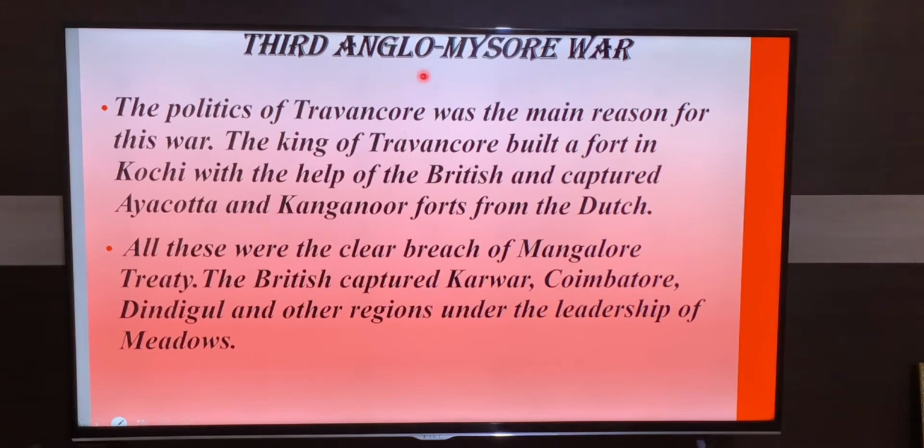The Third Anglo-Mysore War. The politics of Travancore was the main reason for this war. The king of Travancore built a fort in Kochi with the help of British and captured Ayakote and Kanganur fort from the Dutch. All these were the clear breach of Mangalore Treaty. The British captured Karwar, Coimbatore, Dindigul and other regions under the leadership of Meadows.